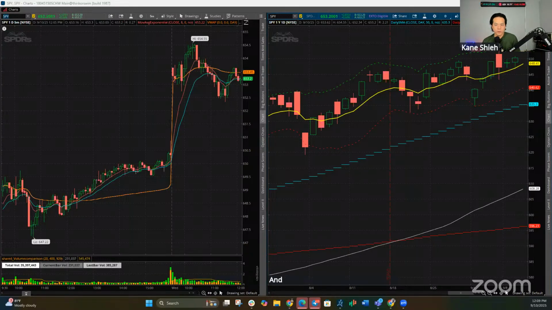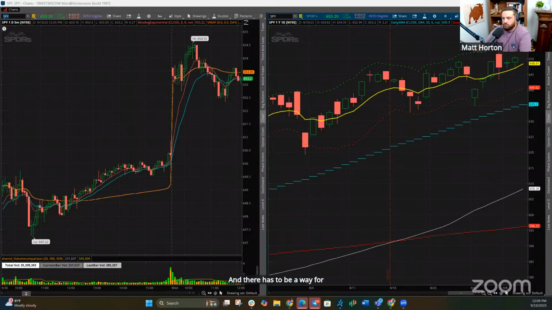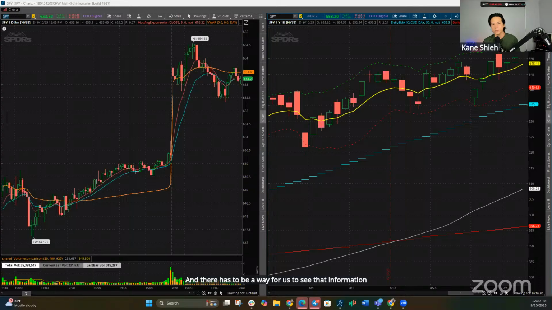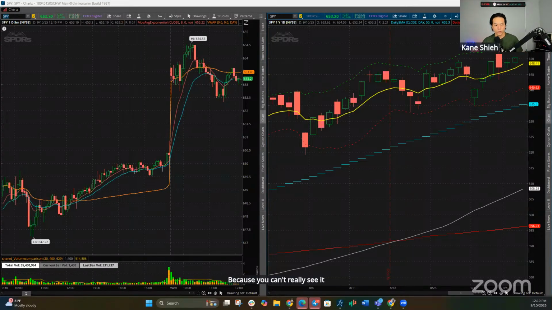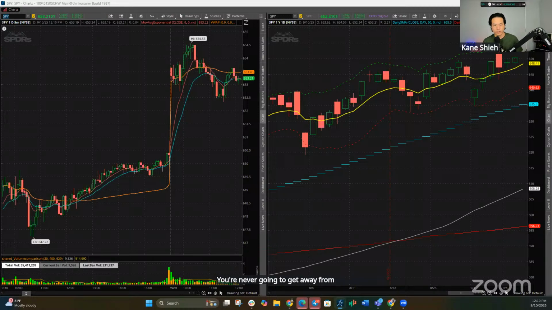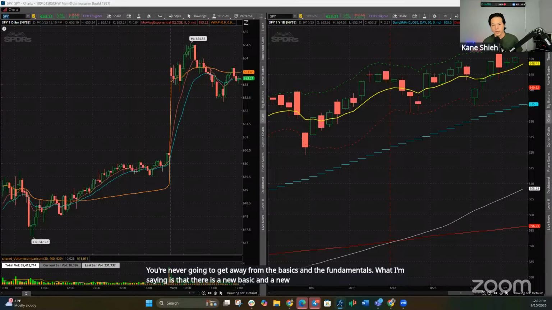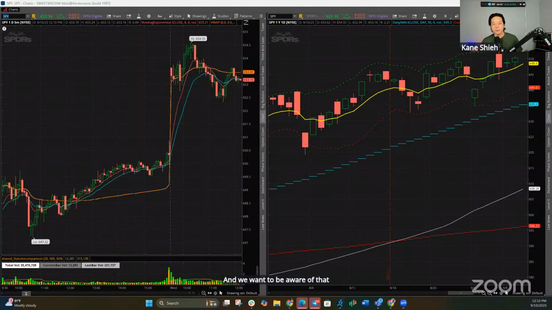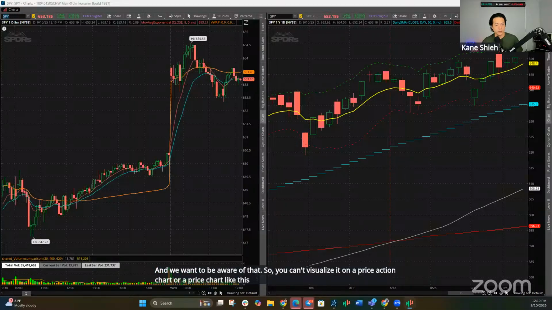There has to be a way for us to see that information and that influence, because you can't really see it on a normal chart. We're looking at Roger's screen here, at price action. That's still super important. You're never going to get away from the basics and the fundamentals. What I'm saying is that there is a new basic and a new fundamental that has hit the market that wasn't there in the past, and we want to be aware of that. You can't visualize it on a price chart like this because it's all in the options market, and you don't get options data on a price chart like we're seeing right here.